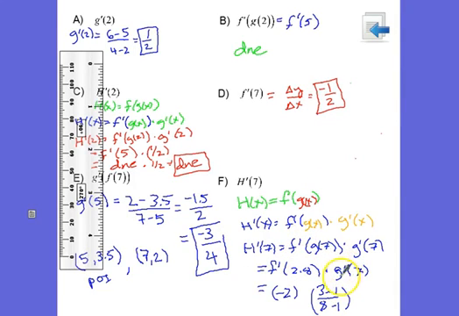And so 3 minus 1 is 2, 8 minus 1 is 7. Negative 2 times 2/7 gives us negative 4 over 7. And that is going to be our derivative, estimated from a graph using the chain rule.